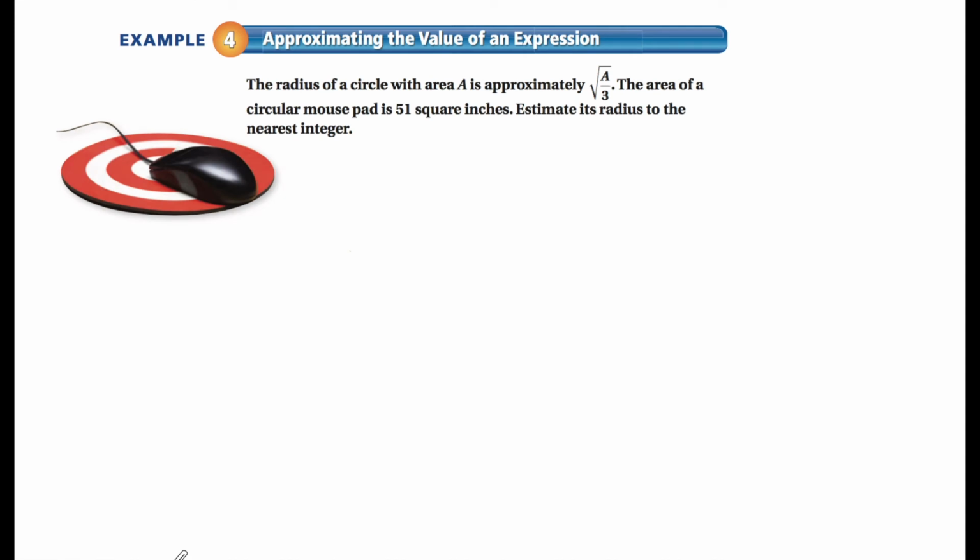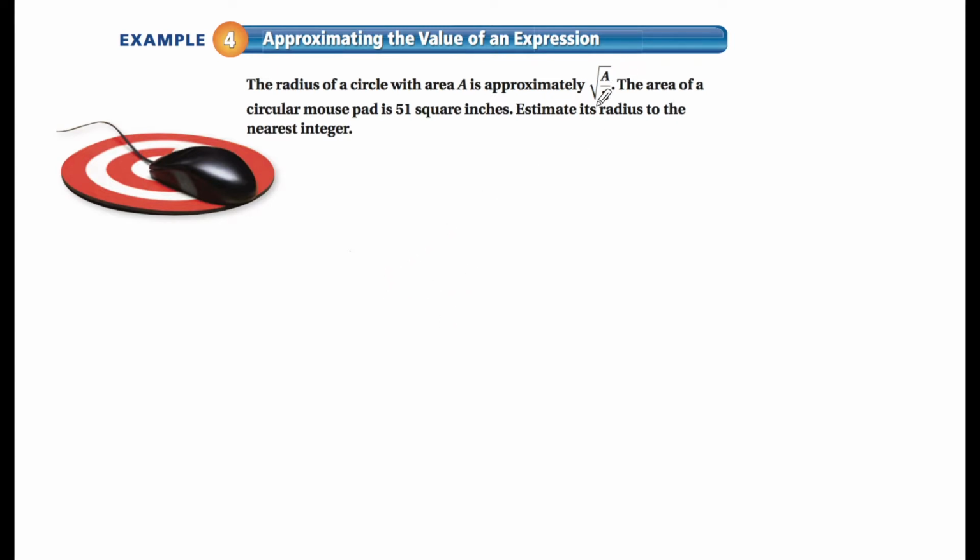All right, example 4 has us approximating the value of an expression. So again, we're just going to approximate another square root. This problem is a word problem. It says the radius of a circle with an area A is approximately the square root of A over 3. The area of a circular mouse pad is 51 square inches. Estimate its radius to the nearest integer.